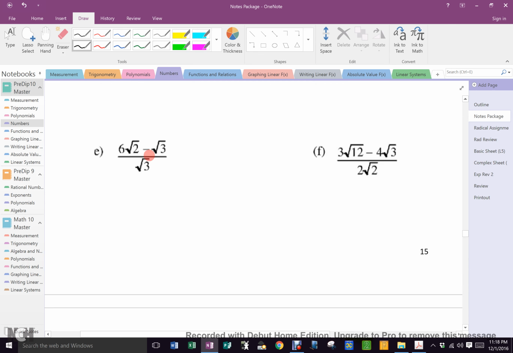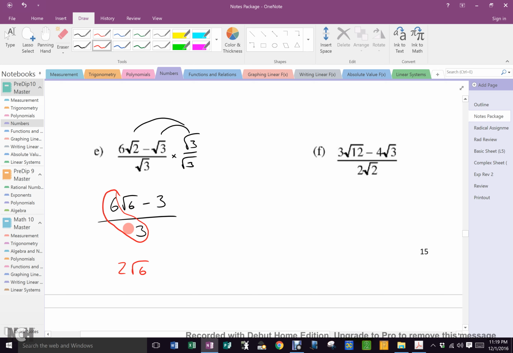Now here it's starting to get a little complicated. I'm not allowed that radical on the bottom, so I got to multiply by root 3. I got to multiply the top by root 3. But just like the last lesson, all we got to do is distribute. So I get 6 root 6 minus 3 over 3. Now, you guys know how fractions work. I do this one first, and that gets me 2 root 6, and then I do this one second, minus 1.